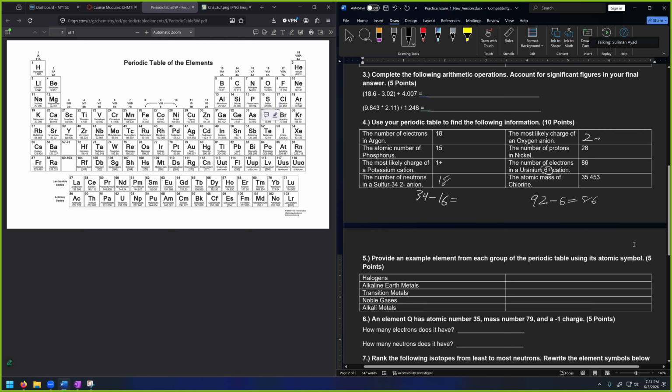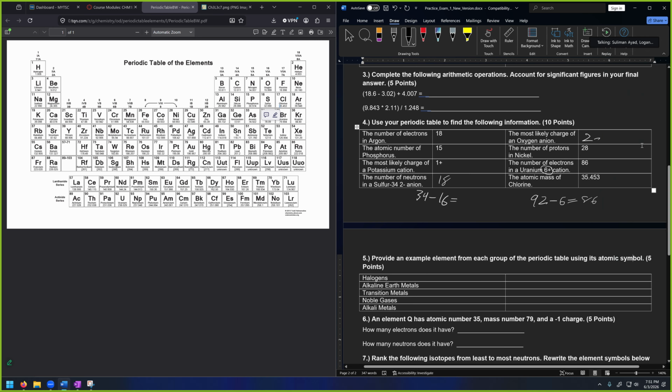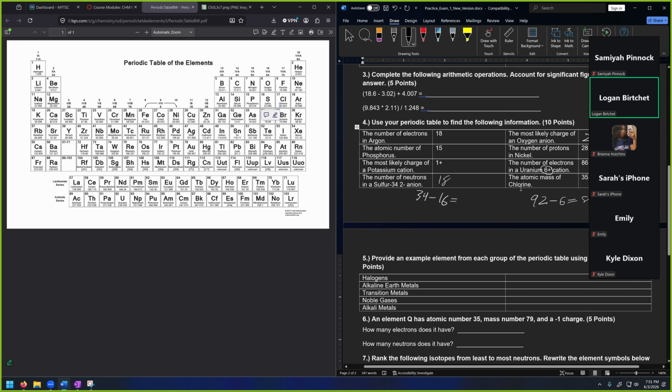Questions on using the periodic table as a reference? Are the charges going to be on the periodic table, or is this just the one we're using? This is the exact periodic table you're using.